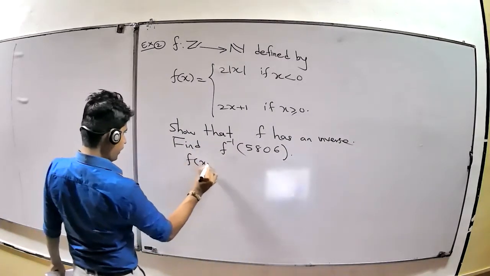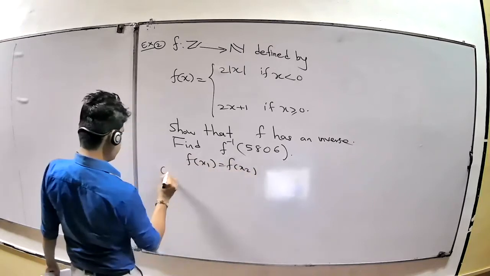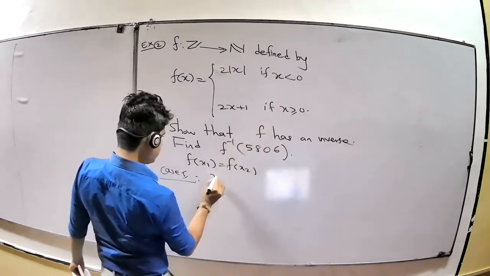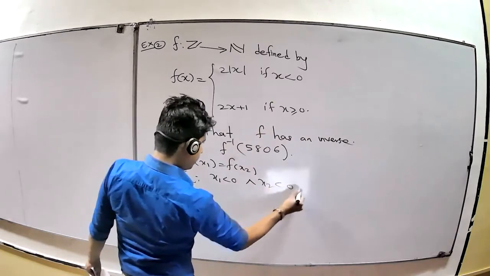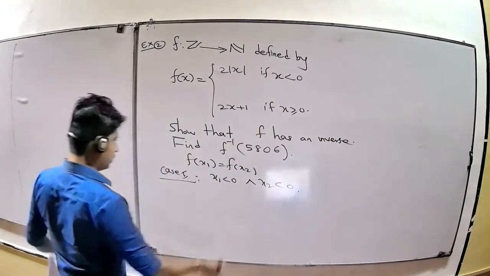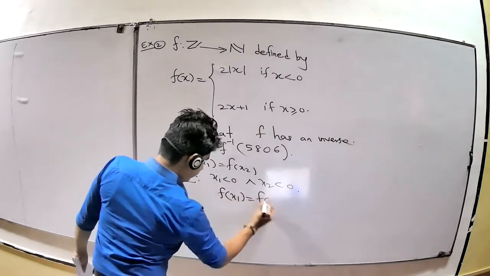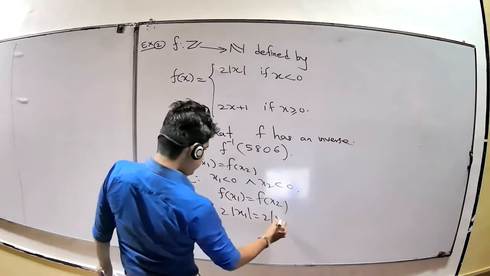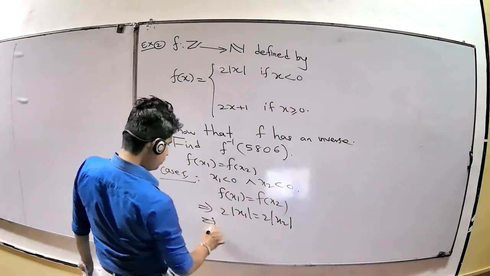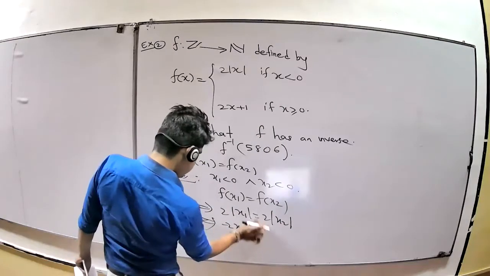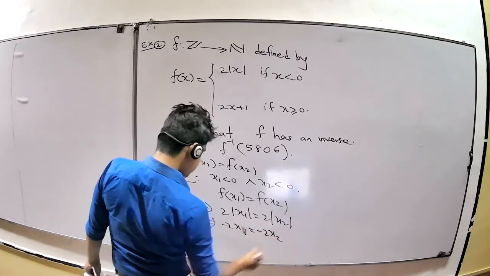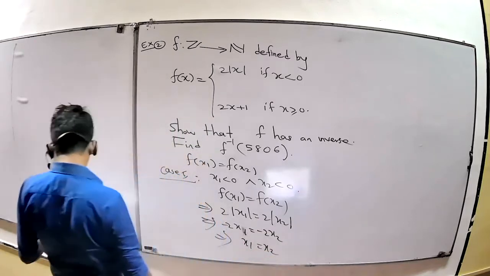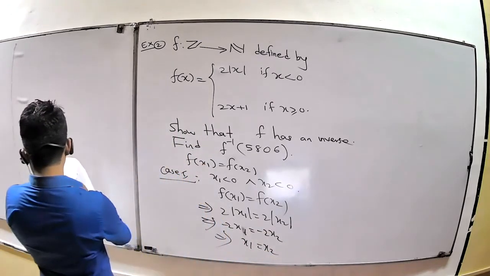Now first you take f of x1 equal f of x2. Case 1 means suppose both are negative, that means x1 less than 0 and x2 less than 0. F of x1 means 2 times modulus of x1, equal to 2 times modulus of x2. Here x1 and x2 are less than 0, so the modulus values give minus 2x1 equals minus 2x2. Then you can cancel the minus term, then you get x1 equal x2.